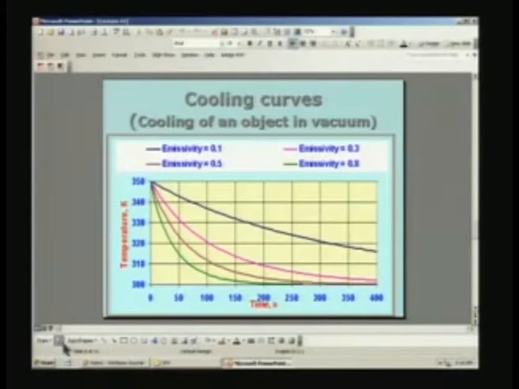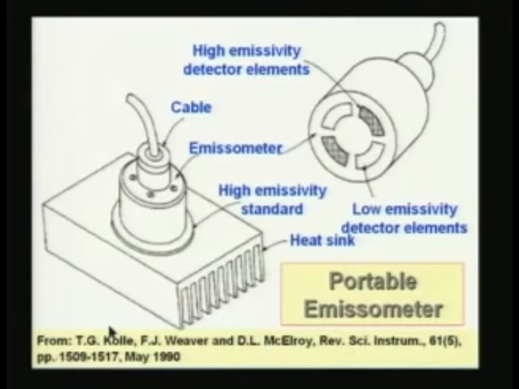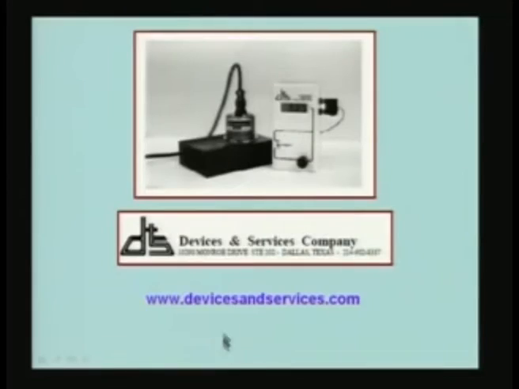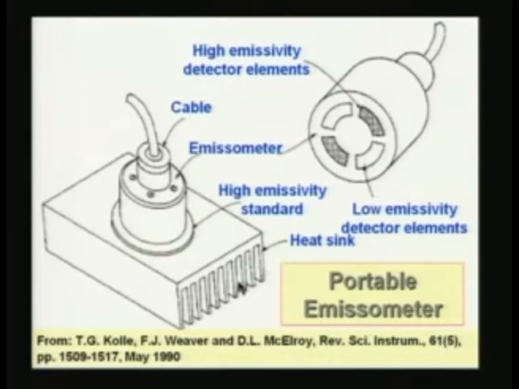and let us look at what are the other methods which are possible. The next method I am going to look at is the use of what is called a portable emissometer. This emissometer is made by a company called Devices and Services Company. So, I will come back to this later. So, let us look at the principle of operation of the portable emissometer.